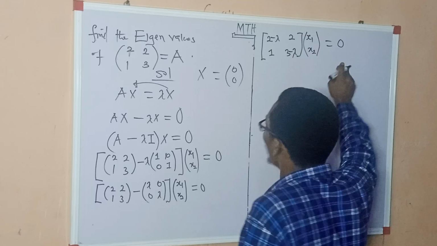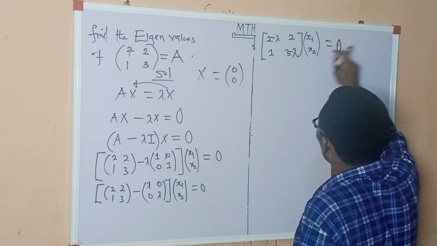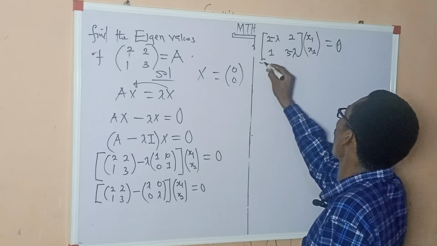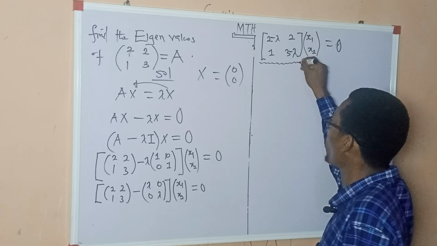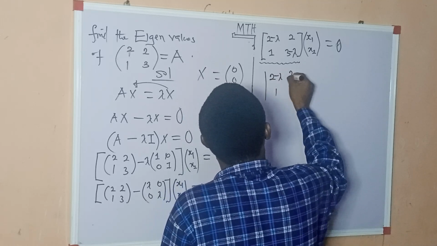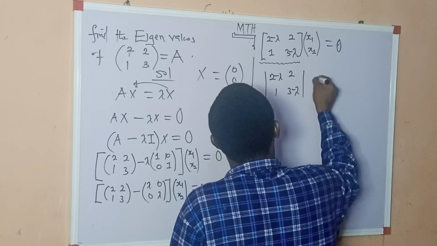Now, for this equation, this 0 here, don't forget, is a 0 vector. For this equation to have a non-trivial solution, the determinant of this matrix here should be 0. That is, the determinant of [2 minus lambda, 1; 2, 3 minus lambda] should be equal to 0.